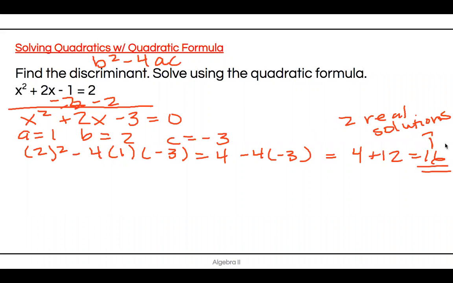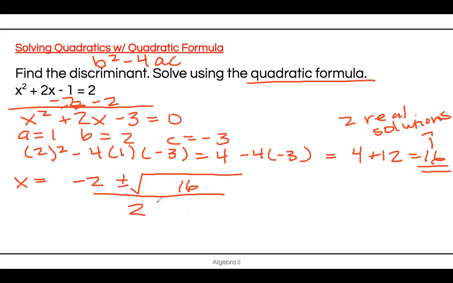So the discriminant I got is 16. That means we're going to have two real solutions. Now we want to use the quadratic formula. So the quadratic formula says x equals -2 plus or minus the square root of our discriminant, which is 16, all over 2 times a, which is 1. So that's going to be -2 plus or minus, what's the square root of 16? 4, all over 2 times 1, which is 2.